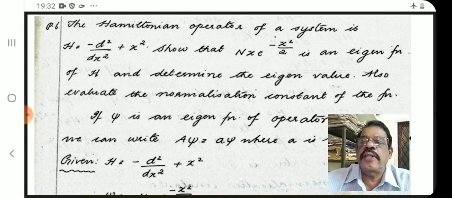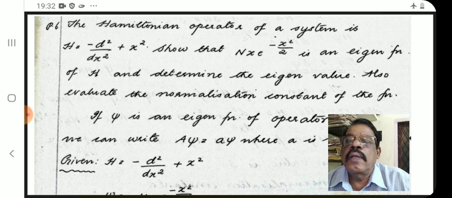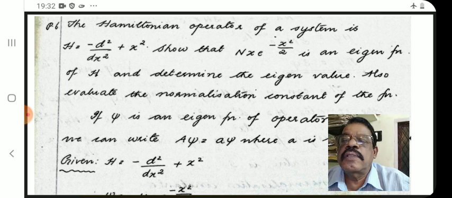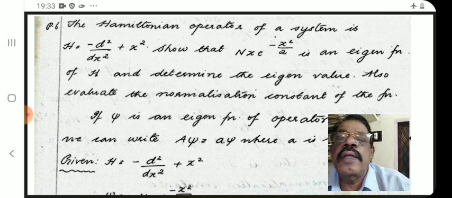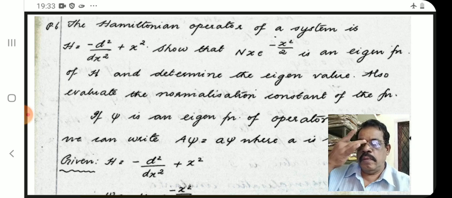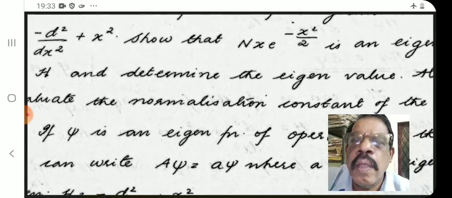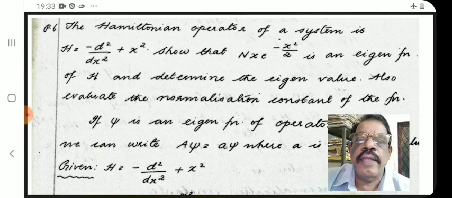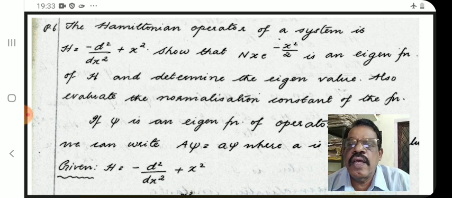Now we can see another question. The Hamilton operator of a system, this is a one-dimensional system, is H equal to minus d square by dx square plus x square. Show that nx e raised to minus x square by 2 is an eigenfunction of H and determine the eigenvalue. Also evaluate the normalization constant of the function.